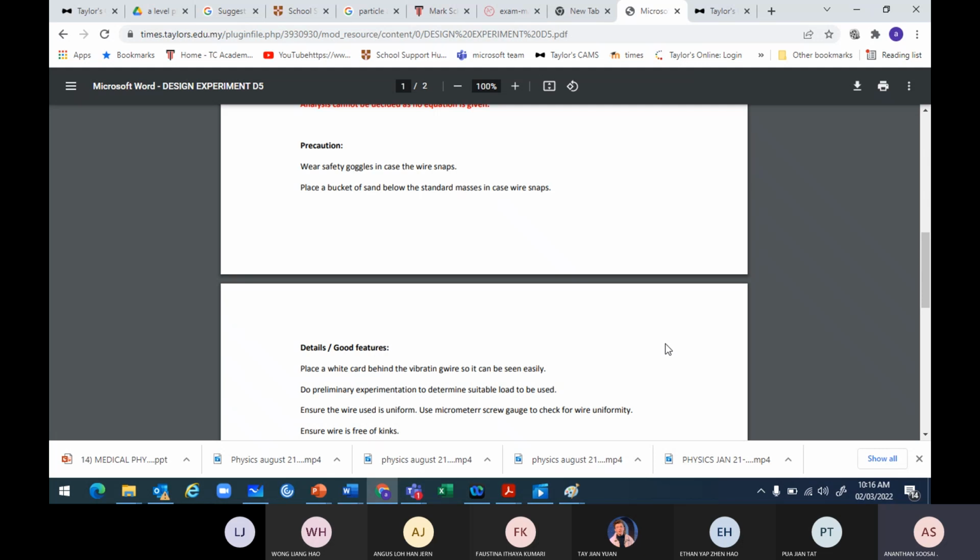Okay. Whenever there is current, use gloves and handle the circuit. Whenever there is something hot, again gloves. I think there is a list of safety in the document, right? Design experiment at the back.